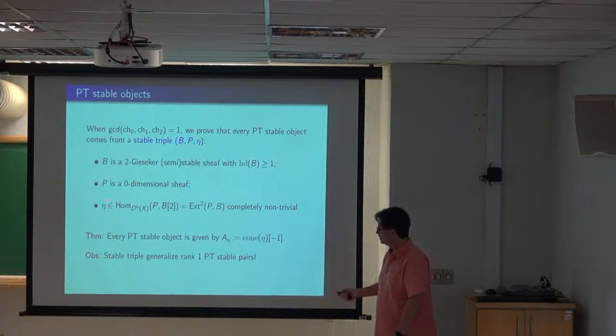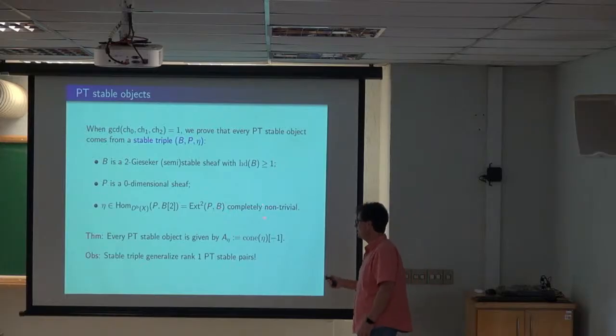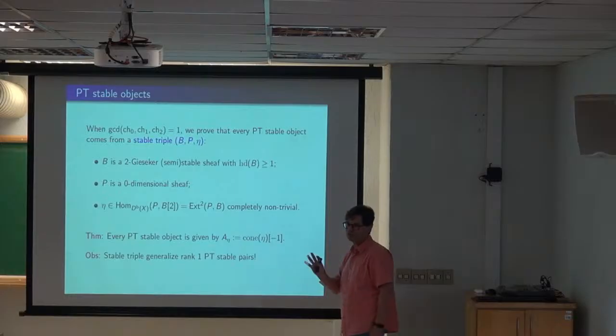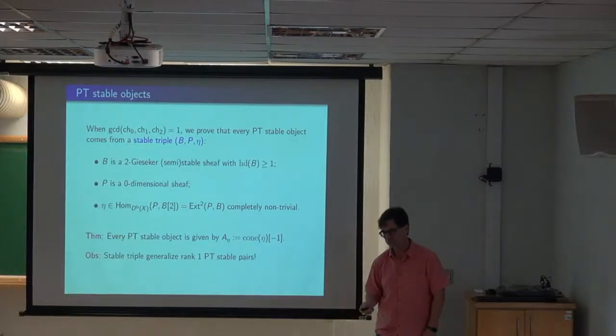And the third element in this triple here is some morphism, which you can understand as a morphism in the derived category, from the zero-dimensional sheaf to the shifted torsion-free sheaf, or an Ext² class, right? Which satisfy again some open conditions, complete non-triviality, that I'm not going to say too much about.